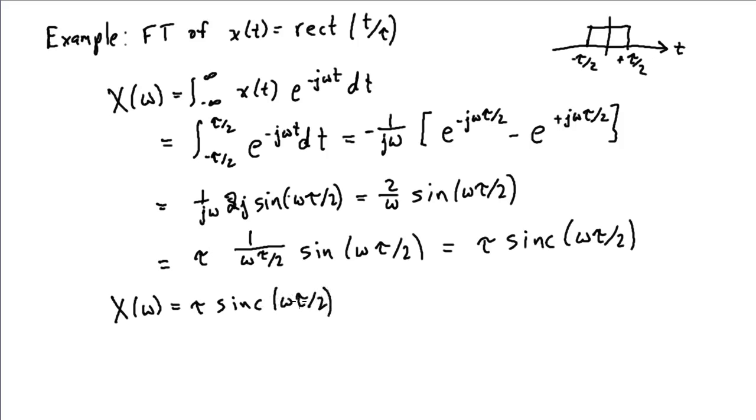This is one of the few cases, well, that's not true. It can be true anytime x of t has even symmetry. But in this particular case, X of omega is entirely real, and so we can actually sketch it directly. I'll do that on the next board.